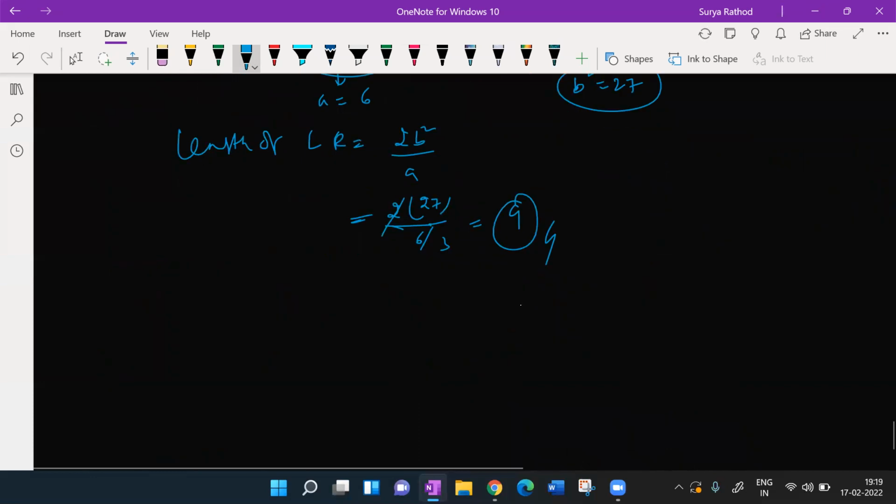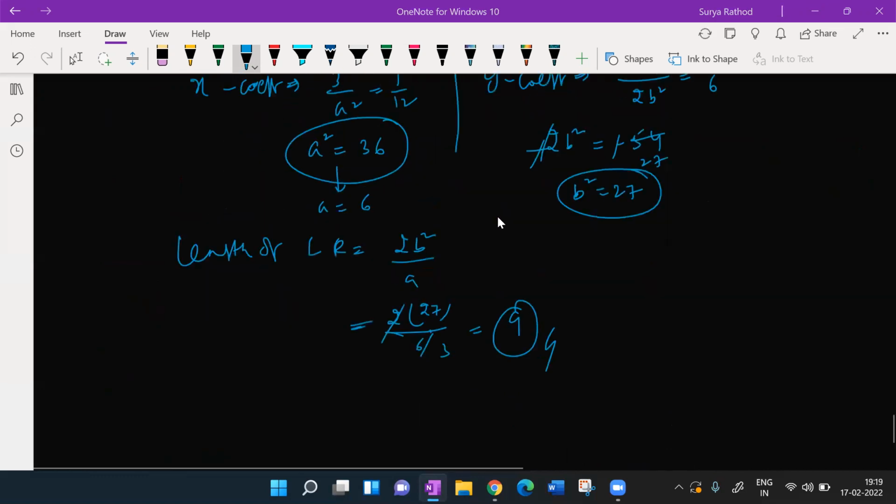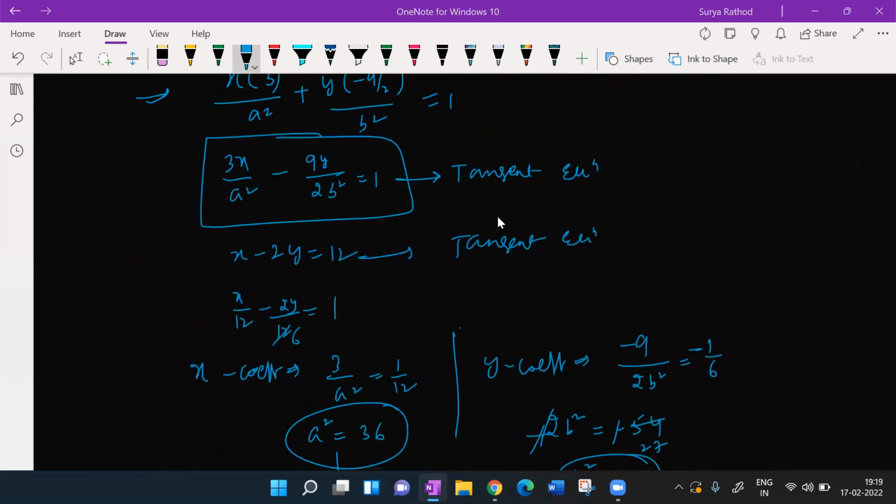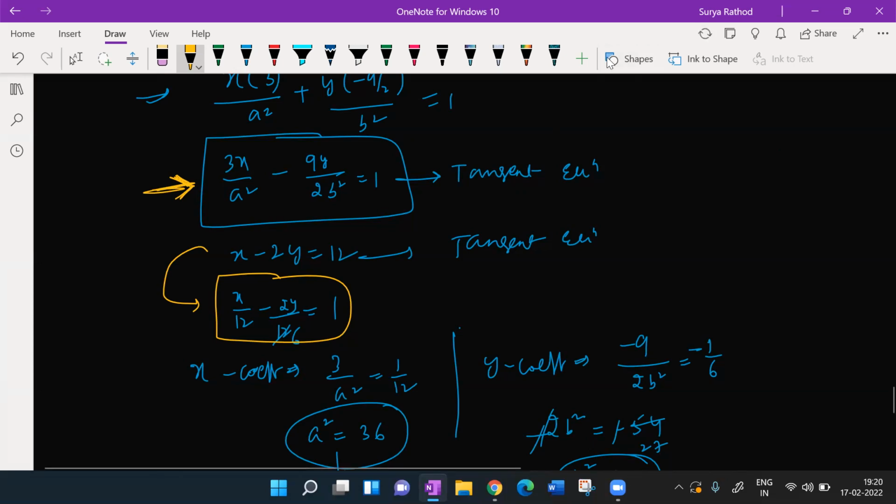No doubt, sir. It is very simple. Look at what I have done. I have two tangent equations. One tangent equation I got from the formula called tangent equation in point form, and one tangent equation he has given. From that tangent equation, I made sure that it is looking like this form. Then I compared the x coefficient and y coefficients. I found the a square and b square values and substituted them in the length of latus rectum formula. I got it. That's how we did it. Hope it is clear to everyone.